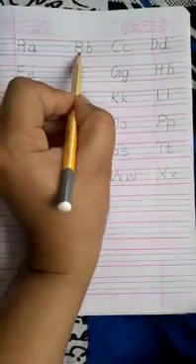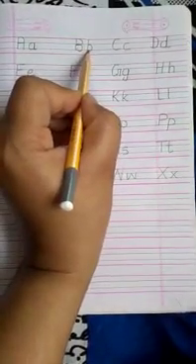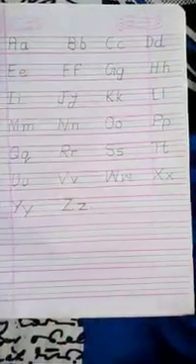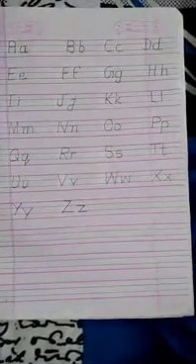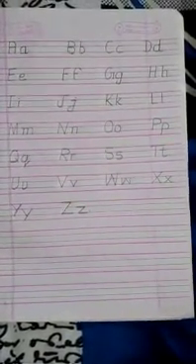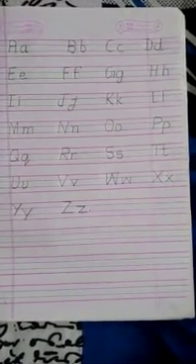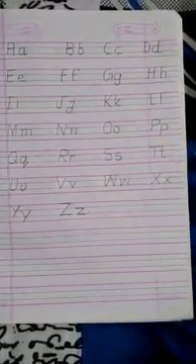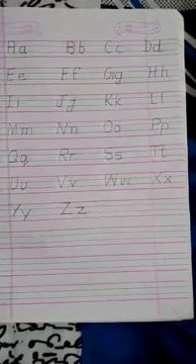This one is capital B and this one is a small b. And the sound of B is B. And B for bat. B for bat.